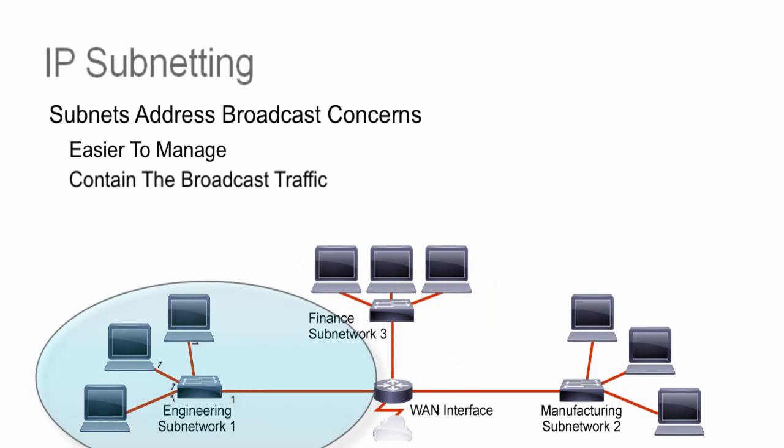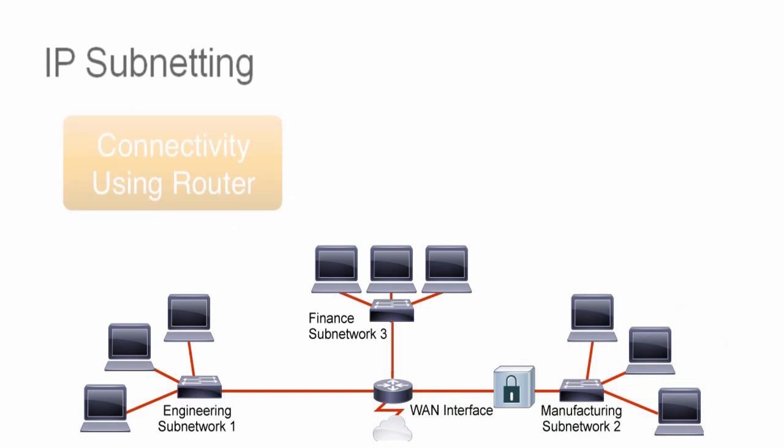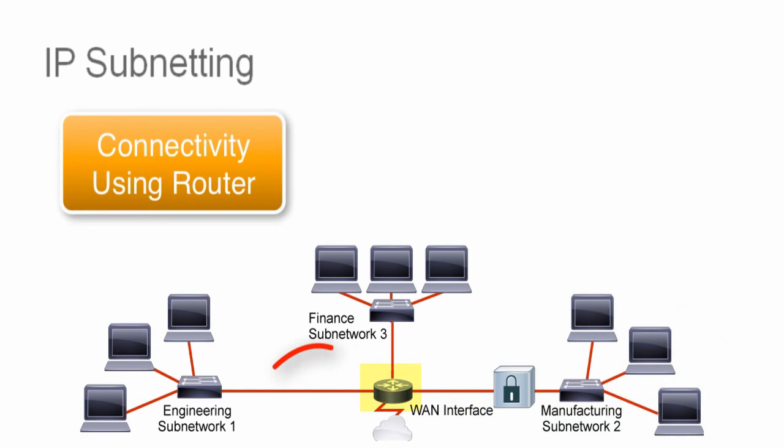Smaller networks contain the broadcast traffic to the individual subnets, which reduces the overall amount of broadcast traffic, thereby improving performance. And of course, it's easier to apply network security measures at the interconnections between subnets than within a large single network. In a network with multiple smaller subnets, connectivity between those subnets is provided by using a router.